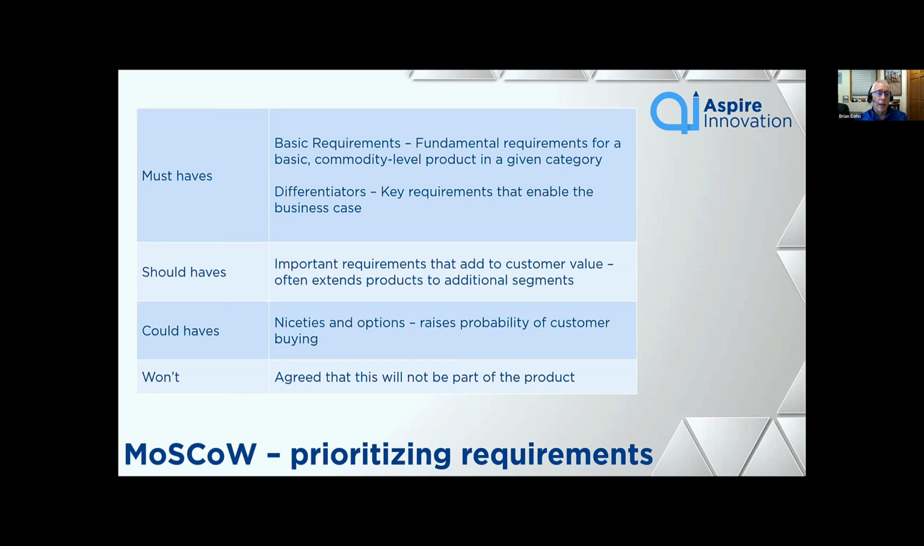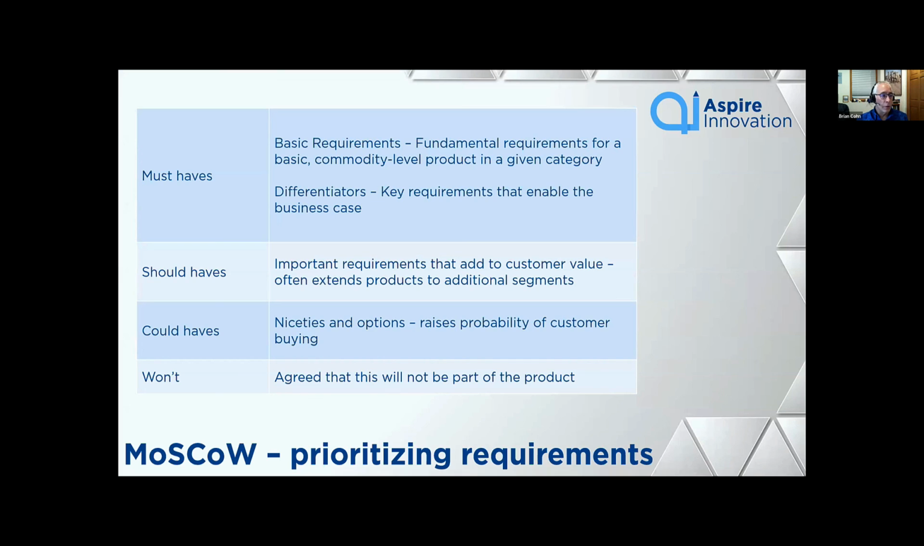We have then should-haves, things that are important requirements. They add some customer value. Often they extend the product to allow us to reach additional segments. But if we couldn't design them into the product, that would be okay. Even more, sort of, further away from the must-haves are these coulds, niceties, maybe some options, things that push the customer a little bit further over the edge, things that we would only put in if we could essentially do them for free, often both in terms of development time and product cost.